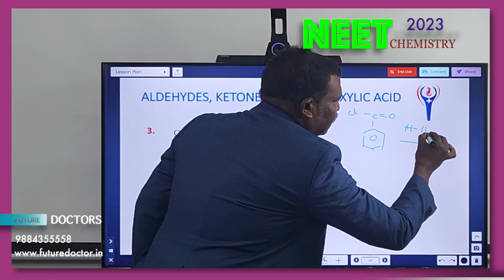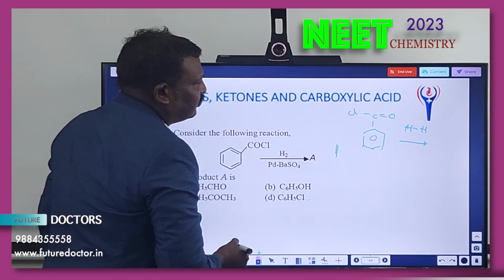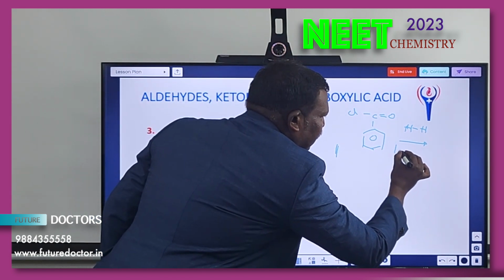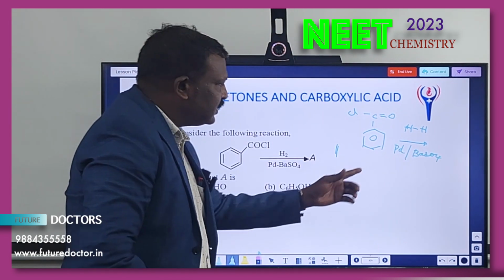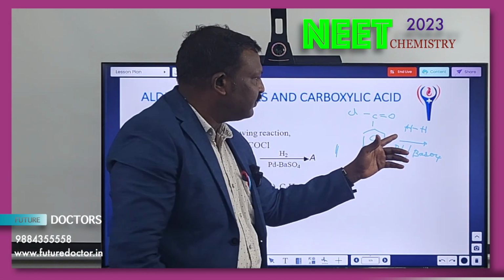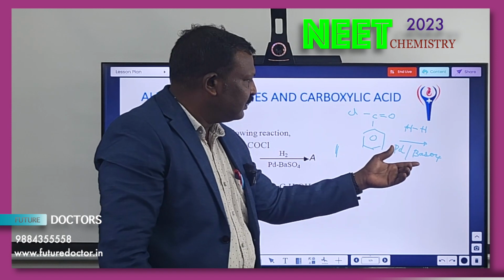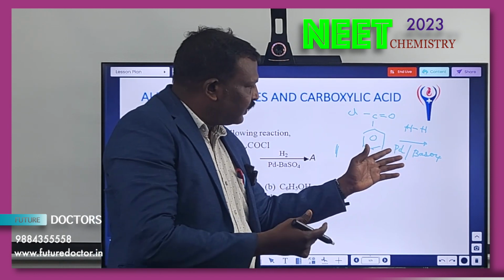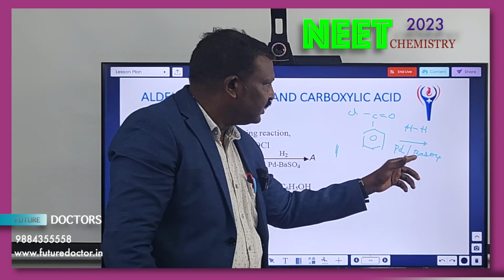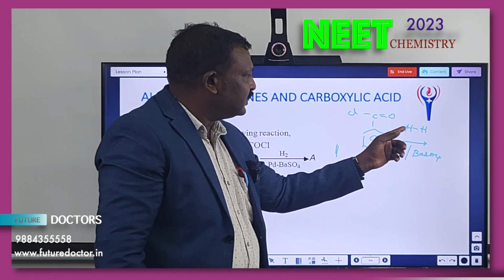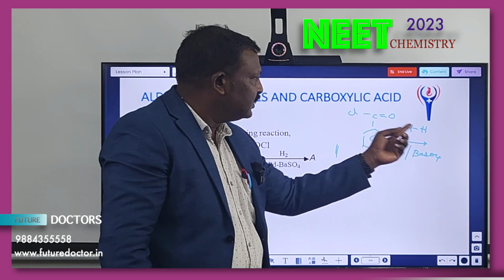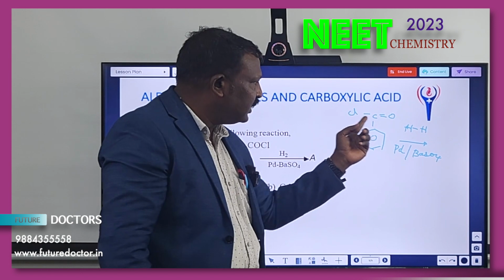Understood? Okay, right. When we add palladium and barium sulfate, the palladium is a catalyst and barium sulfate is called a catalytic poison. So it stops the reaction at the stage of aldehyde. It does not allow further reduction. That's the purpose for adding barium sulfate. So when it undergoes reduction, imagine HCl here, H here, HCl will be removed, and in place of chlorine, H will come.